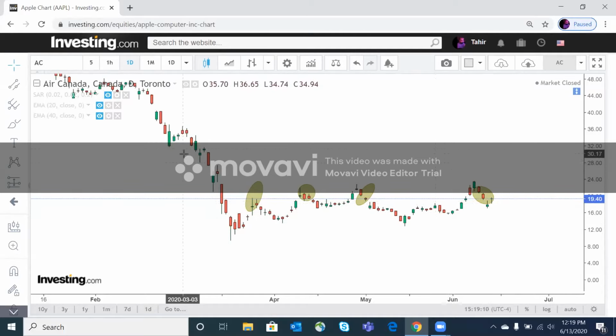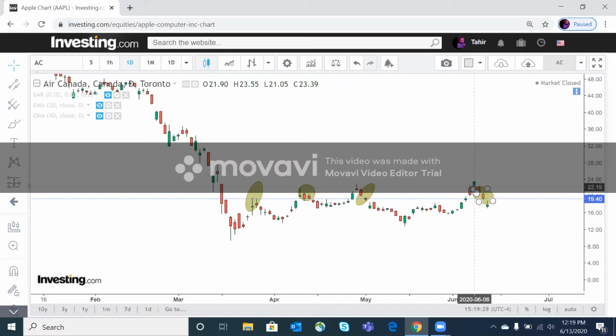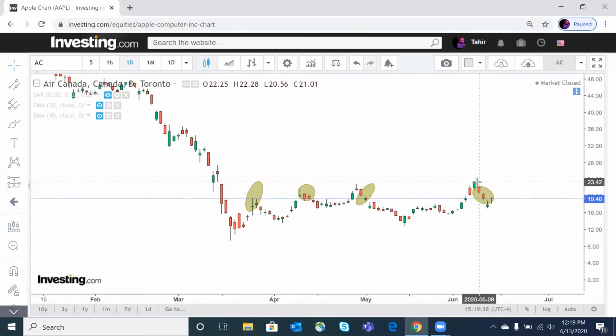By the way, Air Canada moved up here, bounced back here, and bounced back again at the same level, somewhere around 19.5. But last week, on Monday, it crossed up and gave the breakout, with a closing above the previous resistance level. It broke the resistance and went up to 23.59 to be exact on that day.